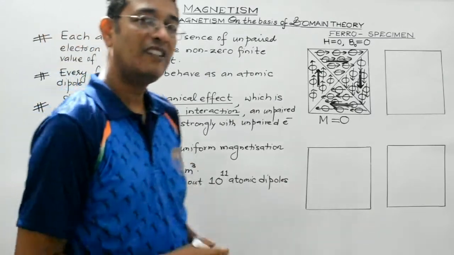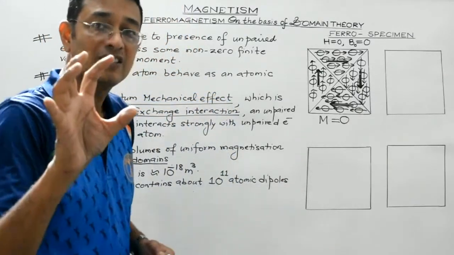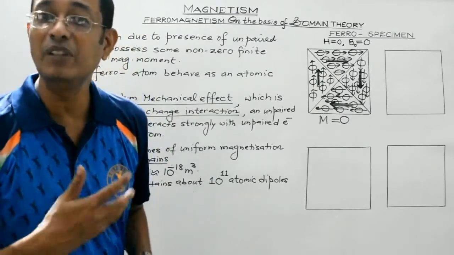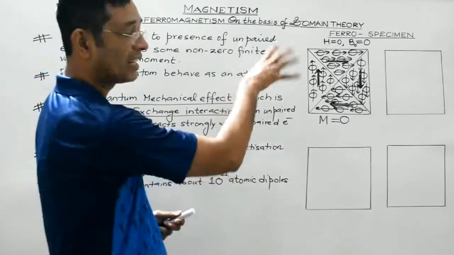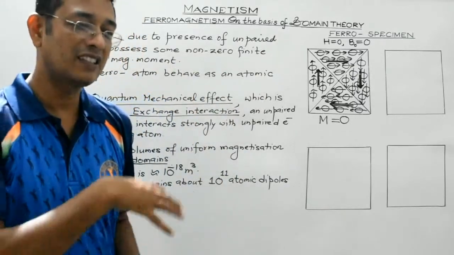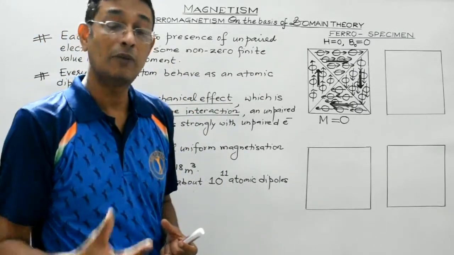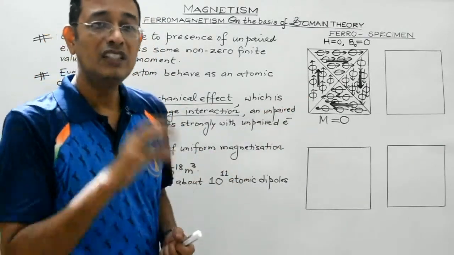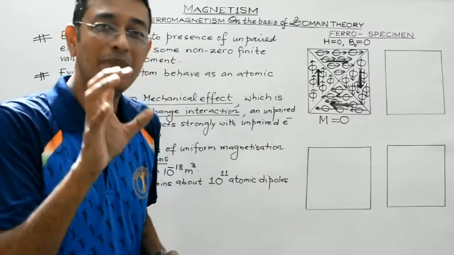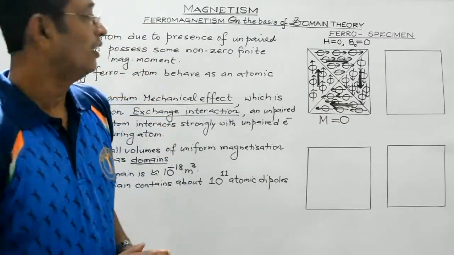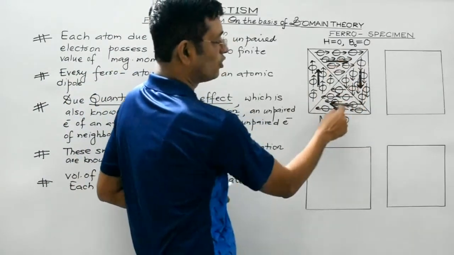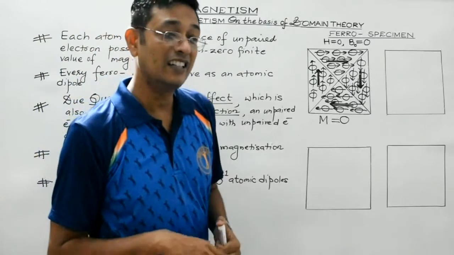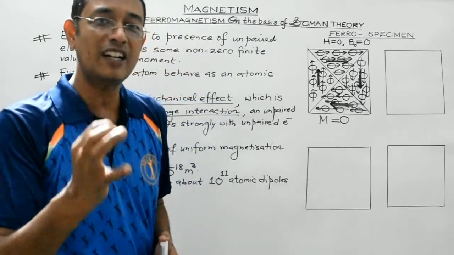So how do you define a domain then? Domains may be defined as the small volumes, of the order of 10 raised to minus 18 meter cube, in a ferromagnetic specimen which contain about 10 raised to 11 atomic dipoles, all oriented in a common direction. So these are the small volumes of uniform magnetization. These are the 4 domains I have drawn. Each domain has a volume of the order of 10 raised to minus 18 meter cube and contains about 10 raised to the power 11 atomic dipoles.